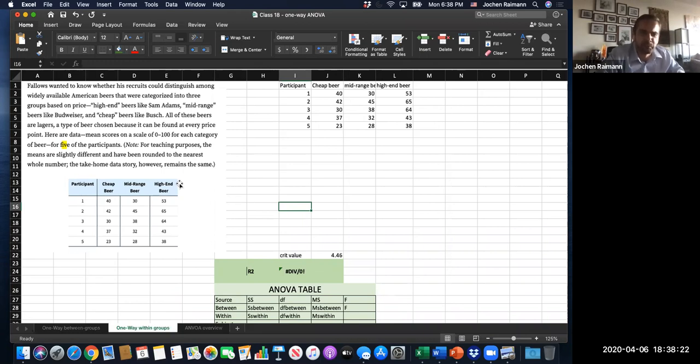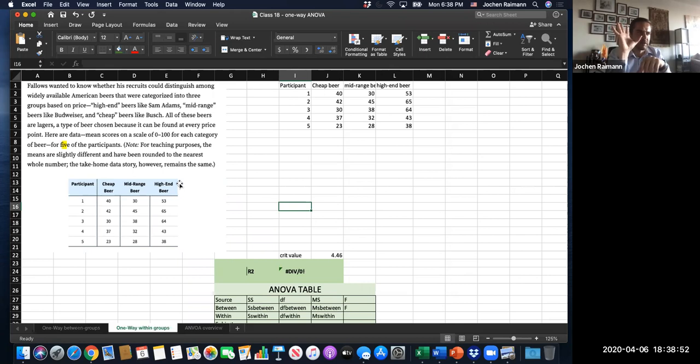We're going to talk about beer. So Fellows wanted to know whether his recruits could distinguish amongst widely available American beers that were categorized into 3 groups based on the price. So we have the high-end beer, we have mid-range beer, and we have cheap beer. All these beers are lager, they were found for a certain reason, and the mean scores are scaled on a scale of 0 to 100 for each category of beer.